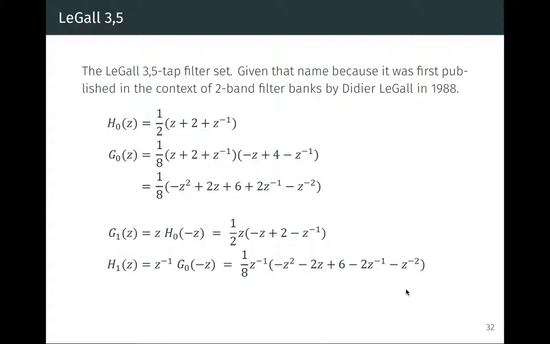So this is called the Legall 5/3 tap filter set, because it was first discovered by Legall in 1988. If you look at the definition, they use a few more taps. For the Haar filter, you only use the current sample and the previous one. Here you need at least 3 samples to be able to take a decision, so you have 3 taps, so it's slightly larger. So that's the definition for H0, G0, G1, H1. You can do the maths to check that the perfect reconstruction holds and that everything is fine.